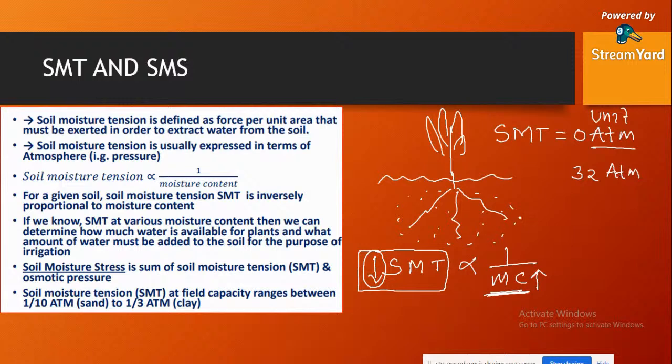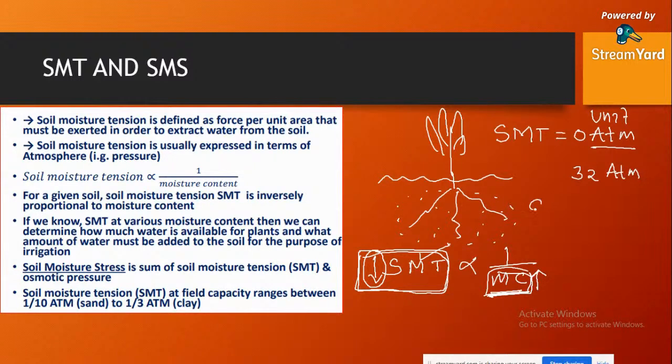If you know the soil moisture tension, we can predict the moisture content in the soil. If we know the moisture content in the soil, we can also have an idea regarding soil moisture tension. The third point is that if we know soil moisture tension at various moisture contents, then we can determine how much water is available for the plant and what amount of water must be added to the soil to remove the soil moisture deficiency. That is how we can have an idea.